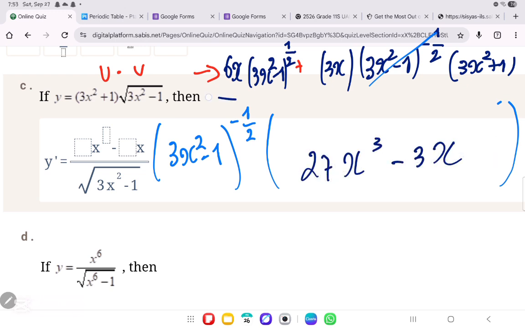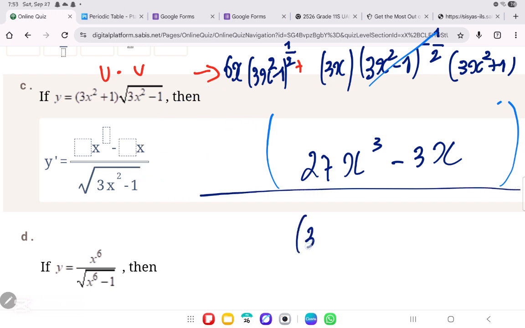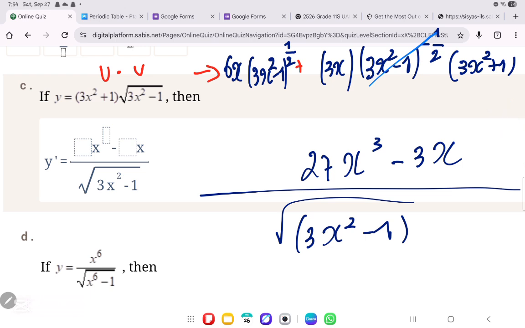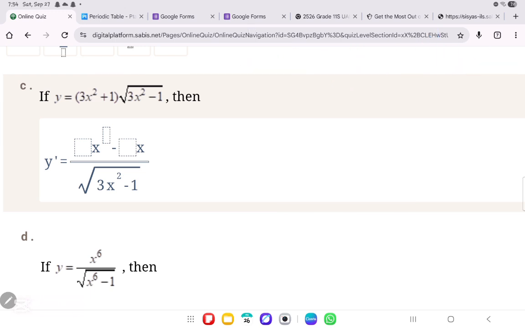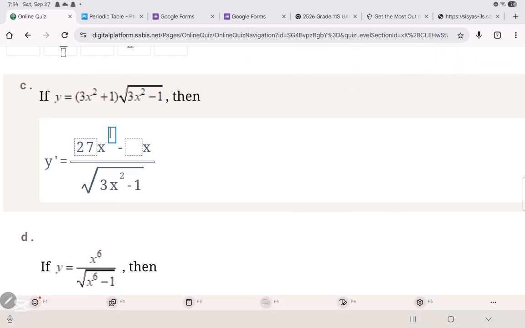And this, because it's a negative exponent, we can bring it down. So what does it become? It will become over 3x squared minus 1 to the power of 1 over 2. And then we can change 1 over 2 into what? Into a radical. So it's 27x to the power of 3 minus 3x over radical 3x squared minus 1.